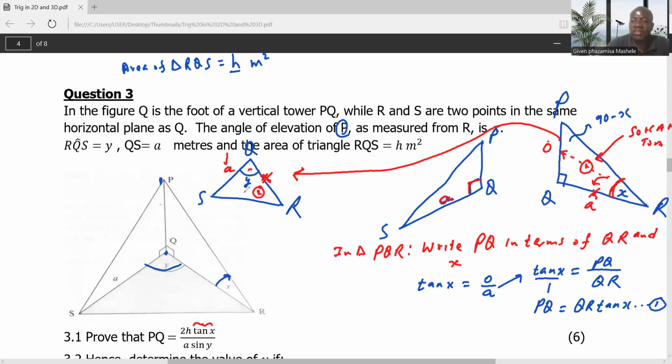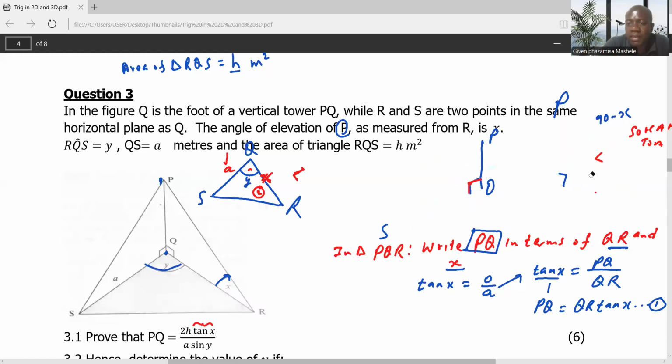But now look at these. Now we have expressed PQ in terms of QR and X. Why QR? QR is a common side. So now I have to move to the second triangle.